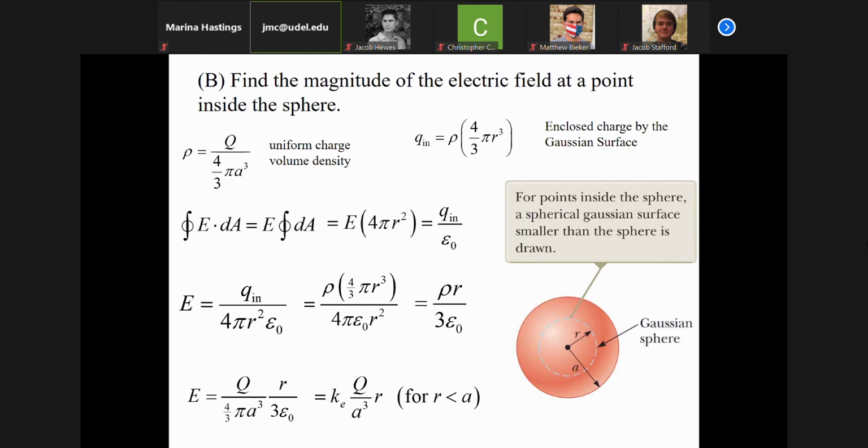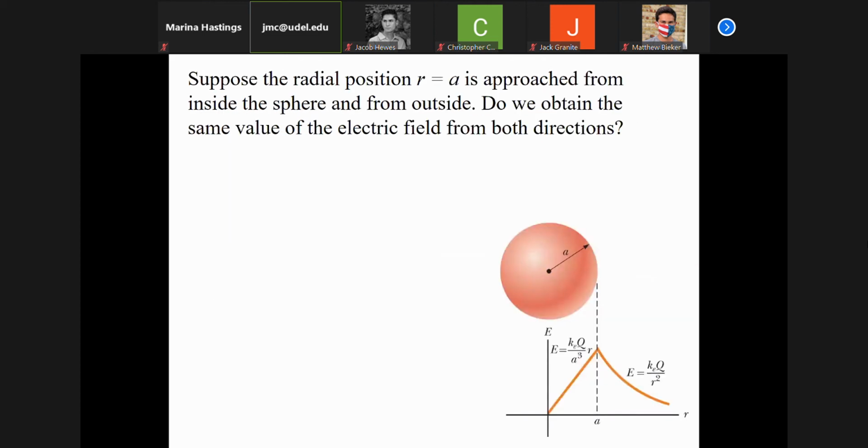Oof, running out of time. Okay, so let's look at both equations and evaluate them at the surface. Hopefully they give us the same result. Always good. I mean, mathematics is the language of the universe. So it's just interpreting math correctly. I would never say that to a mathematician, but I think it is true.